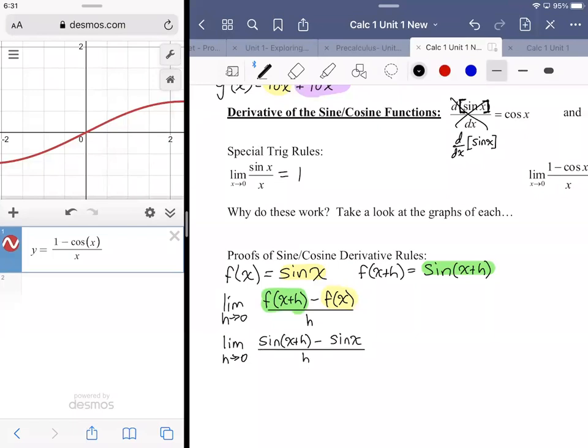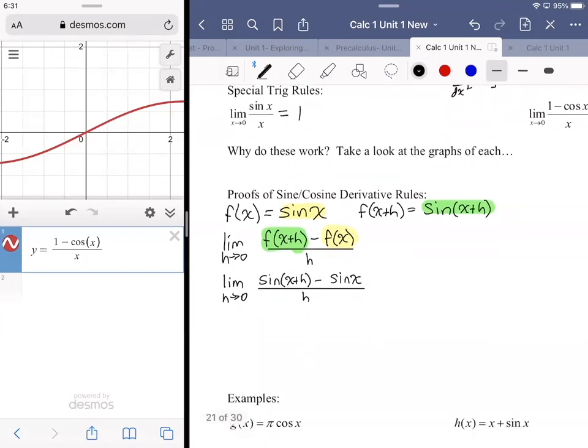All right, but it's at this point where we would be in a jam unless we remembered or had access to some trig identities. One of those trig identities is the sum identity for sine. So I'll say rule: sine of A plus B is equal to sine A cosine B plus cosine A sine B.